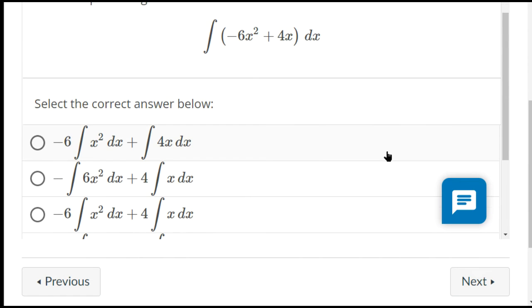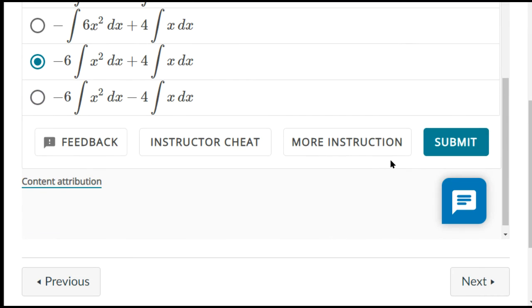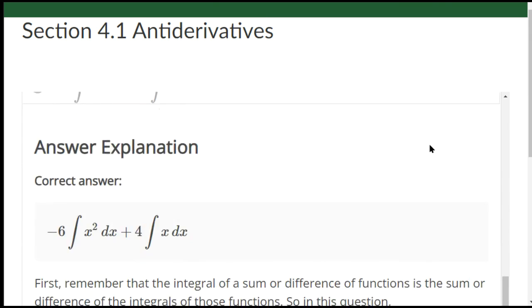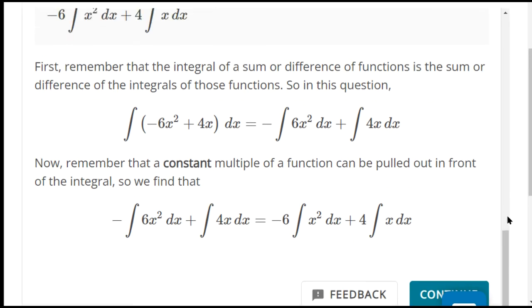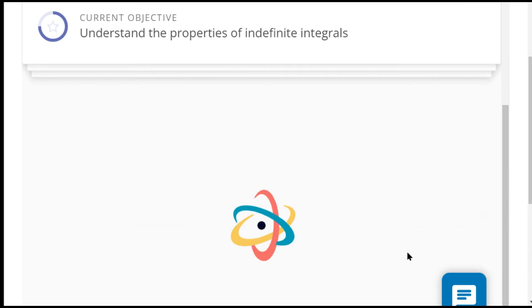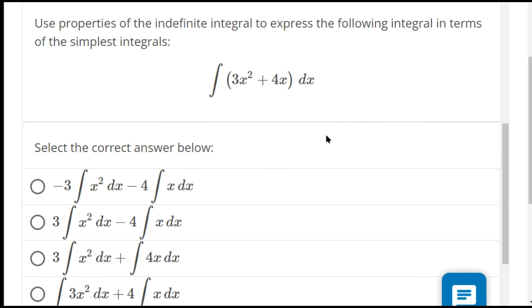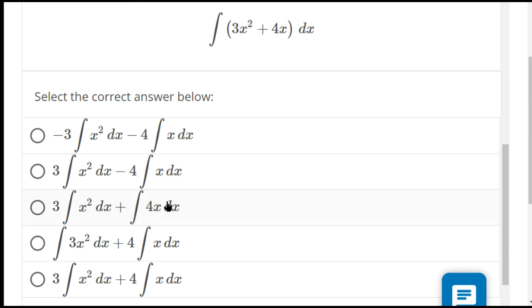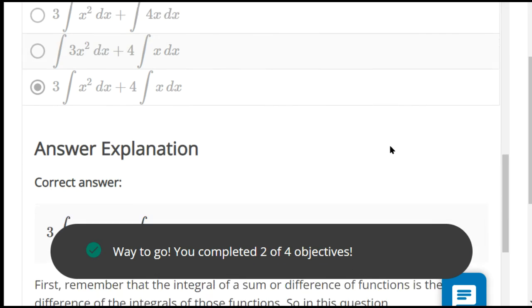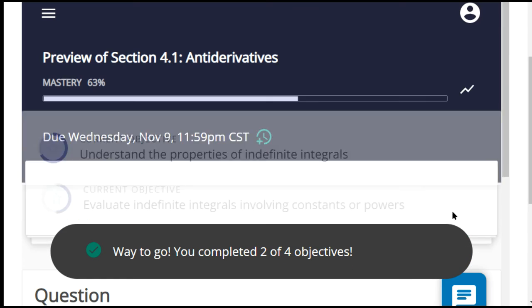Use properties of indefinite integrals. Oh, this stuff again. So it's -6 integral x squared dx. Okay. And then +4 integral x dx. And that's it. Same thing here. There we go. Okay.